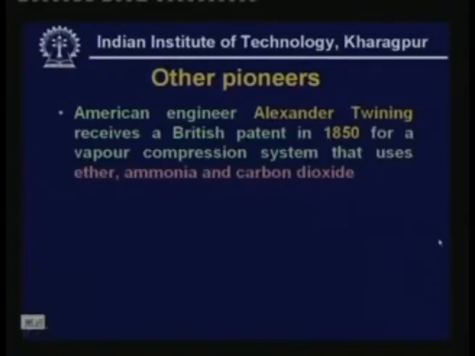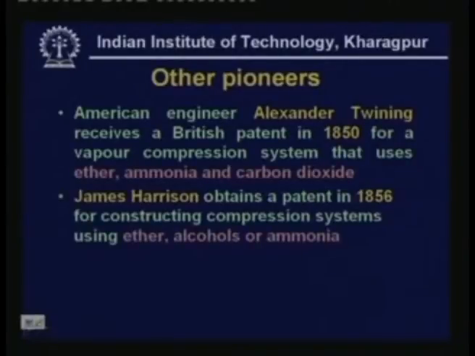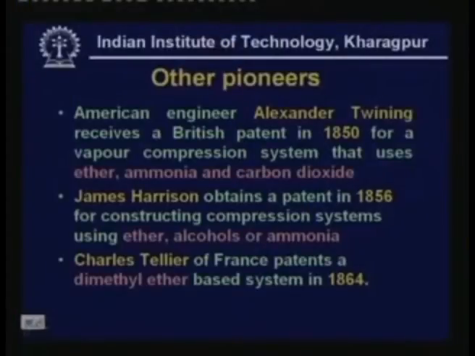Now let us look at other pioneers. Alexander Twining in 1850 suggested vapor compression systems that use, apart from ether, ammonia and carbon dioxide. Then James Harrison obtained a patent in 1856 for constructing vapor compression refrigeration systems using ether, alcohols or ammonia. In fact, James Harrison's machines were very successful, and he is the man who really commercialized vapor compression refrigeration systems. Then Charles Tellier of France patented a dimethyl ether based system in 1864. Dimethyl ether has a lower boiling point compared to ethyl ether, but the major problem with this is that it is also toxic.